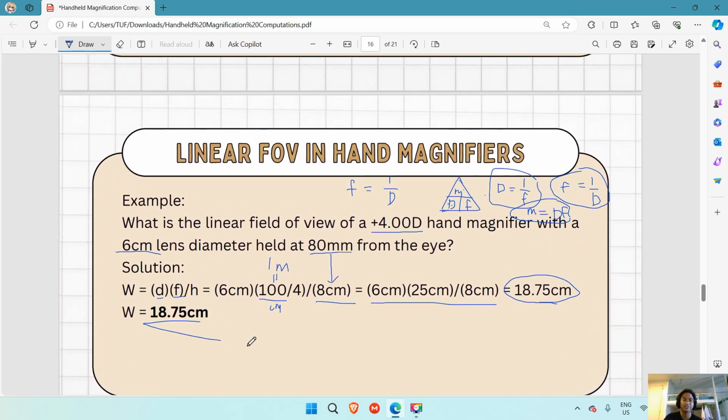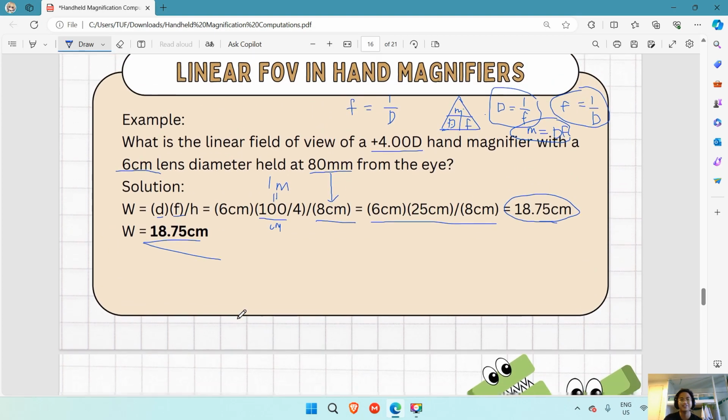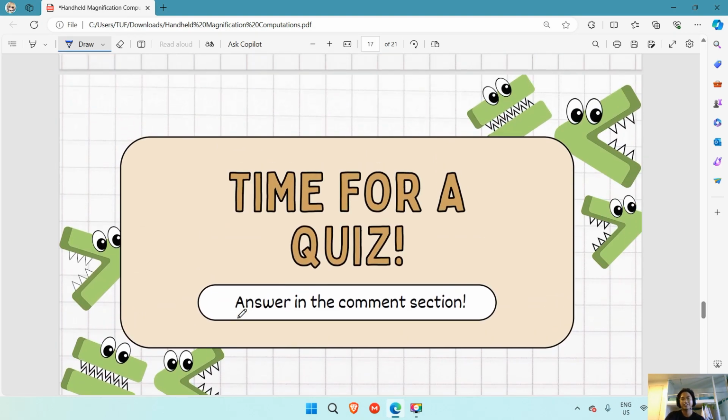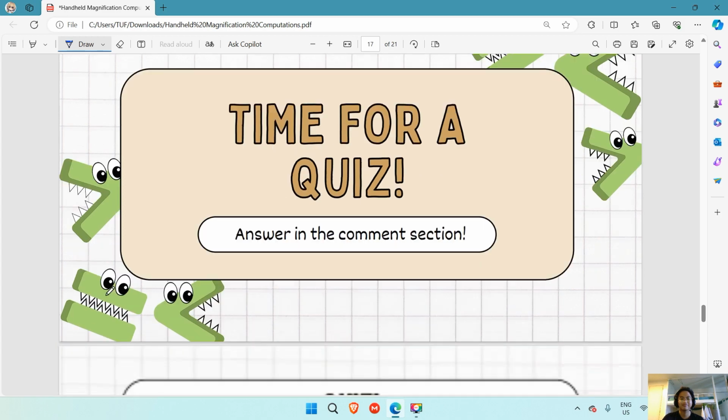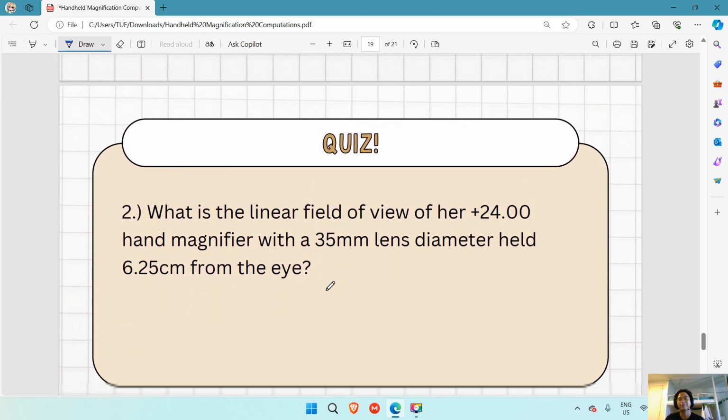So that's it for the linear field of view. Let's now proceed to a quiz. Okay, number 1. Just pause if you need more time. Number 2.